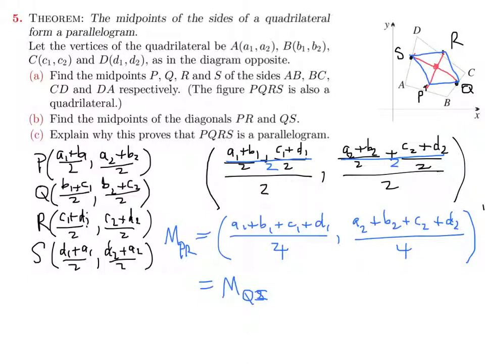Now, that leads us to part C. Explain why this proves PQRS is a parallelogram. This is one of the properties of a parallelogram. Very important and useful property, and that is the diagonals of a parallelogram will bisect each other. In other words, the midpoints are going to be the same.